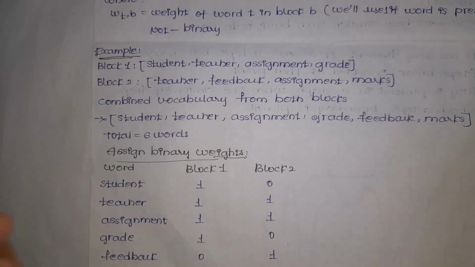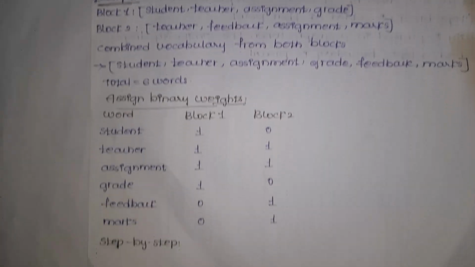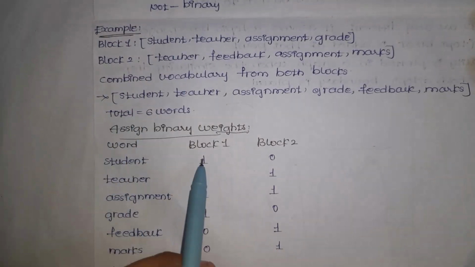If there are any similar words, we consider it as one word. So in total there are words like student, teacher, assignment, grade, feedback, marks. At first we need to arrange them like this: student, teacher, assignment, grade, feedback, marks. In block 1 there is student, so here I will include 1.